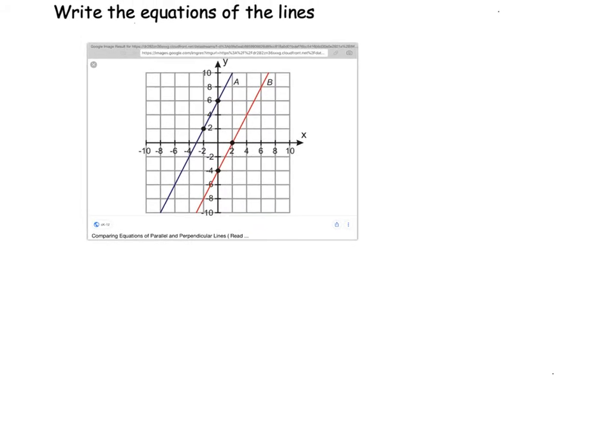Now let's look at the red line. So again, we're looking for y equals mx plus b. We can identify the y-intercept. It's crossing the y-axis at negative 4. So the y-intercept is negative 4.